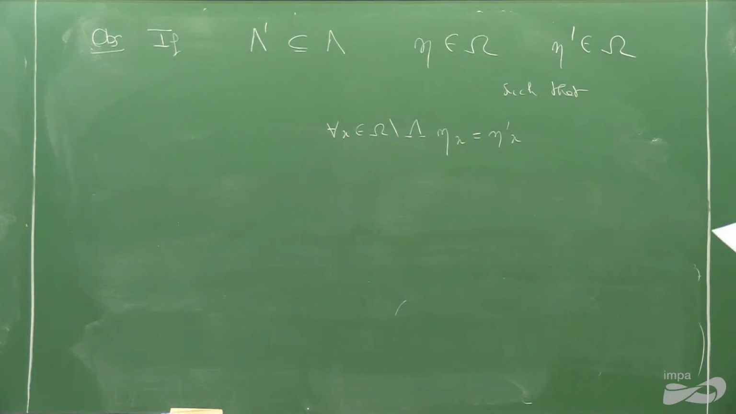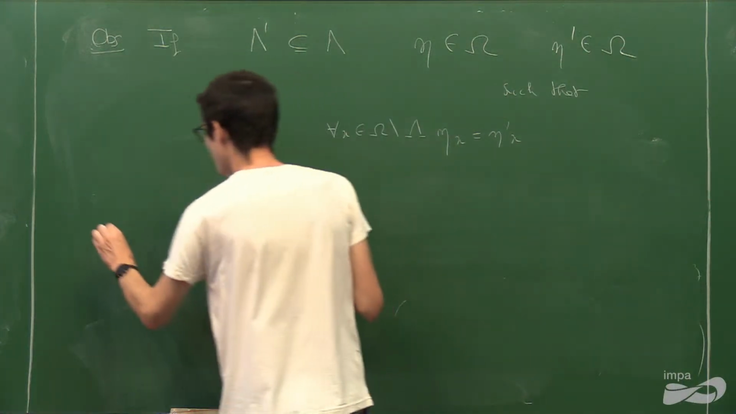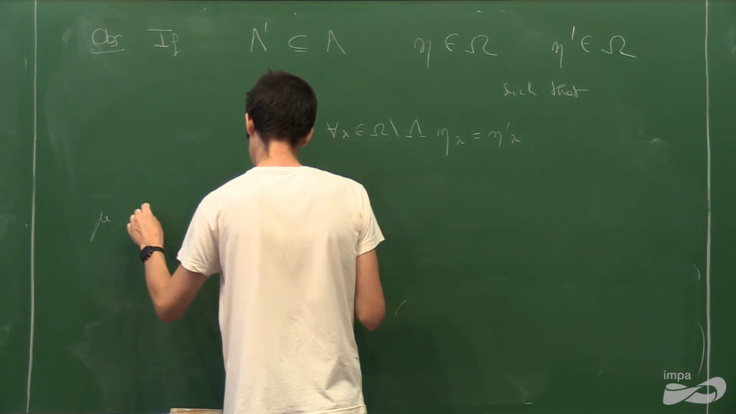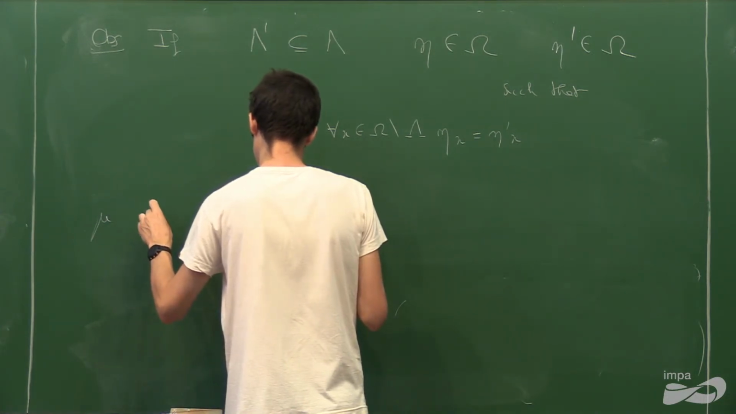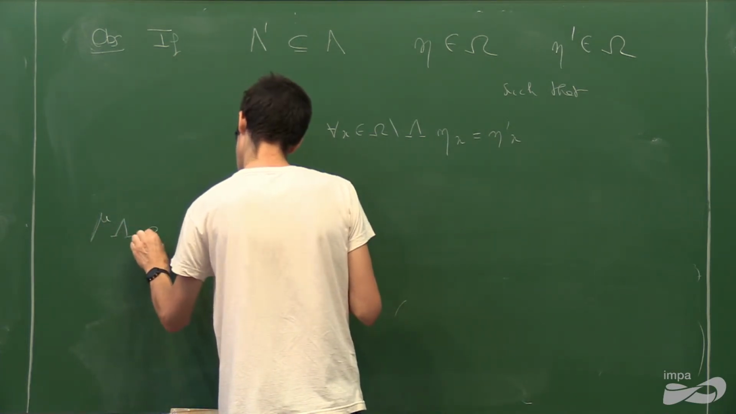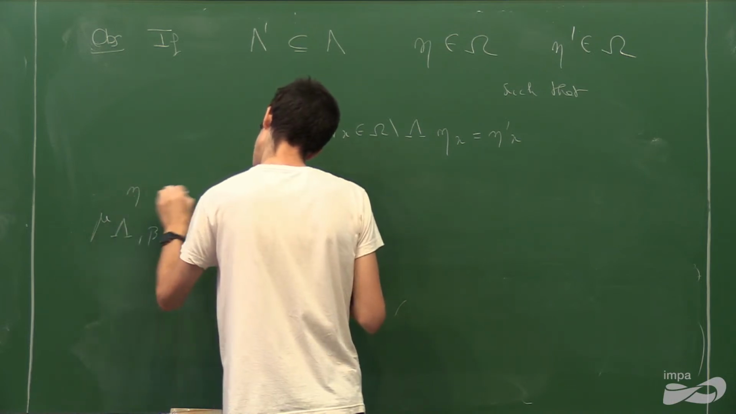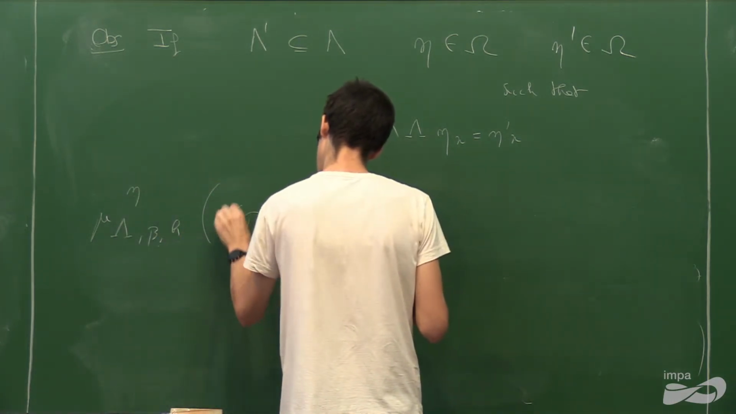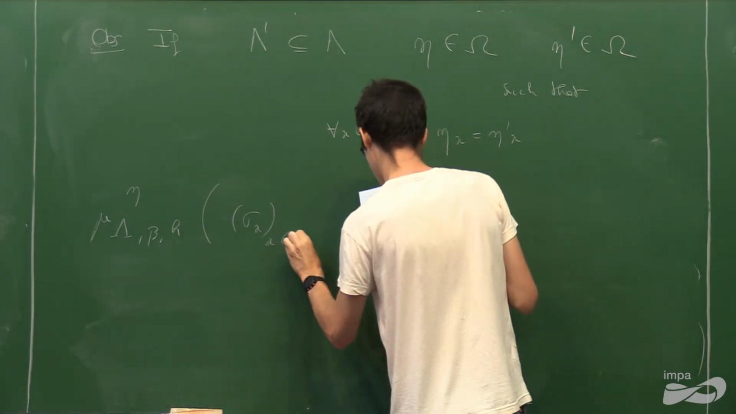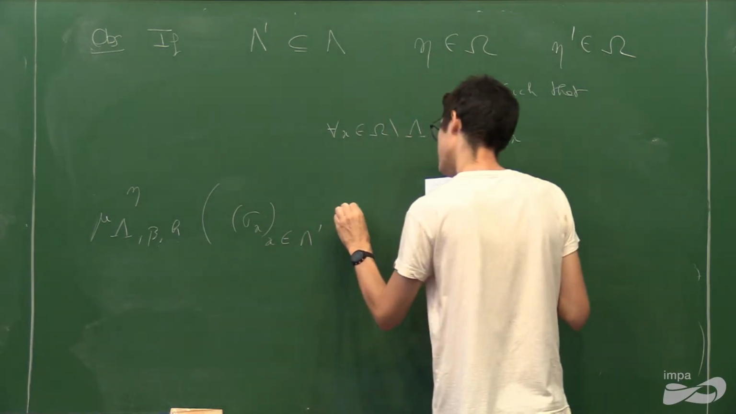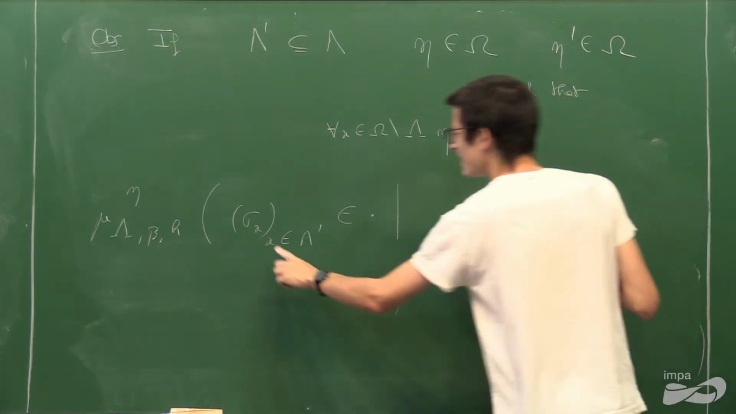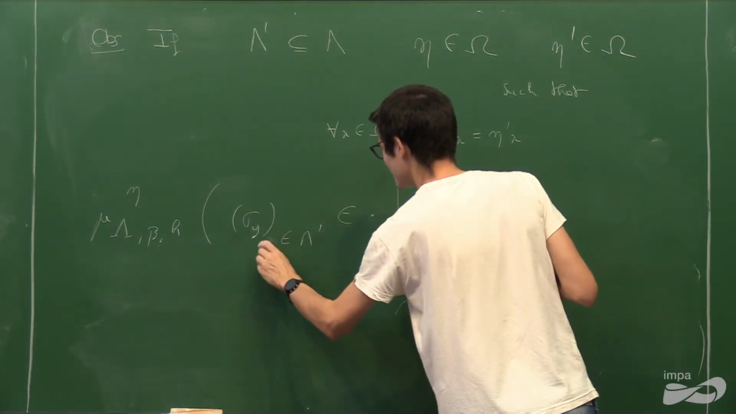Okay, what I claim is that mu lambda beta h eta, sigma x, lambda prime, knowing, okay, let me put y maybe. It's not really important.